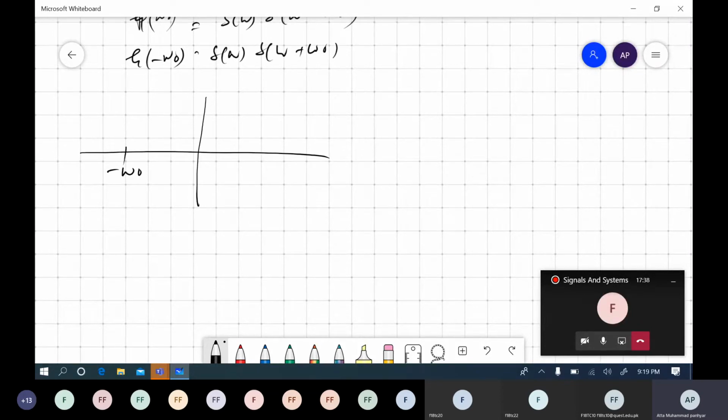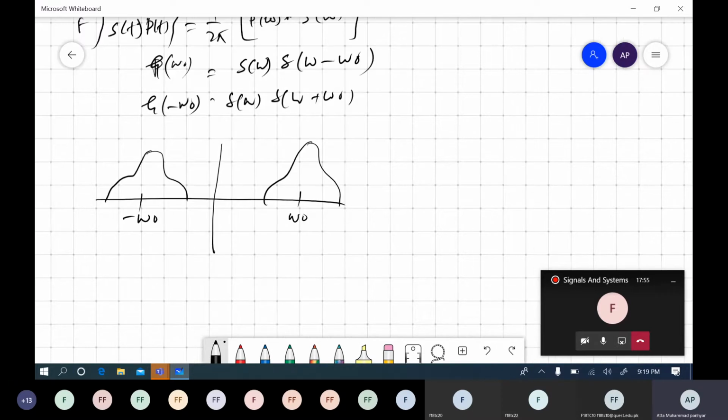At minus omega naught and at plus omega naught, we will get the copies of the S of omega, right? So if you remember S of omega, and now we have made another assumption that omega naught is greater than omega 1. If you remember S of omega, that signal existed from minus omega 1 to omega 1.